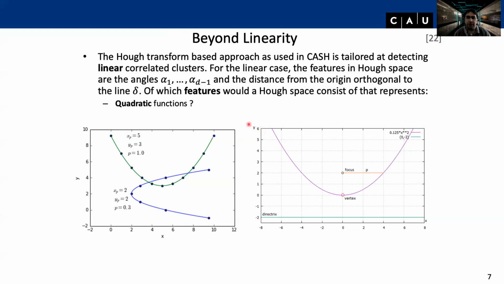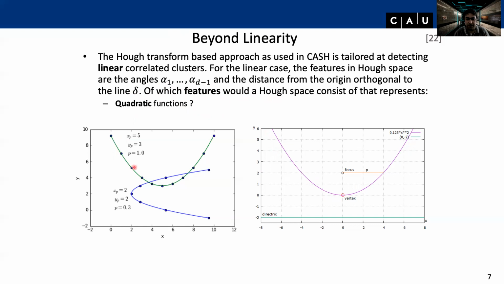So the question that we have, since we had alpha 1, alpha 2, up to alpha d minus 1 and delta as the axes in the linear Hough transform, the question that emerges is which features or which dimensions would the Hough space consist of in the quadratic case?